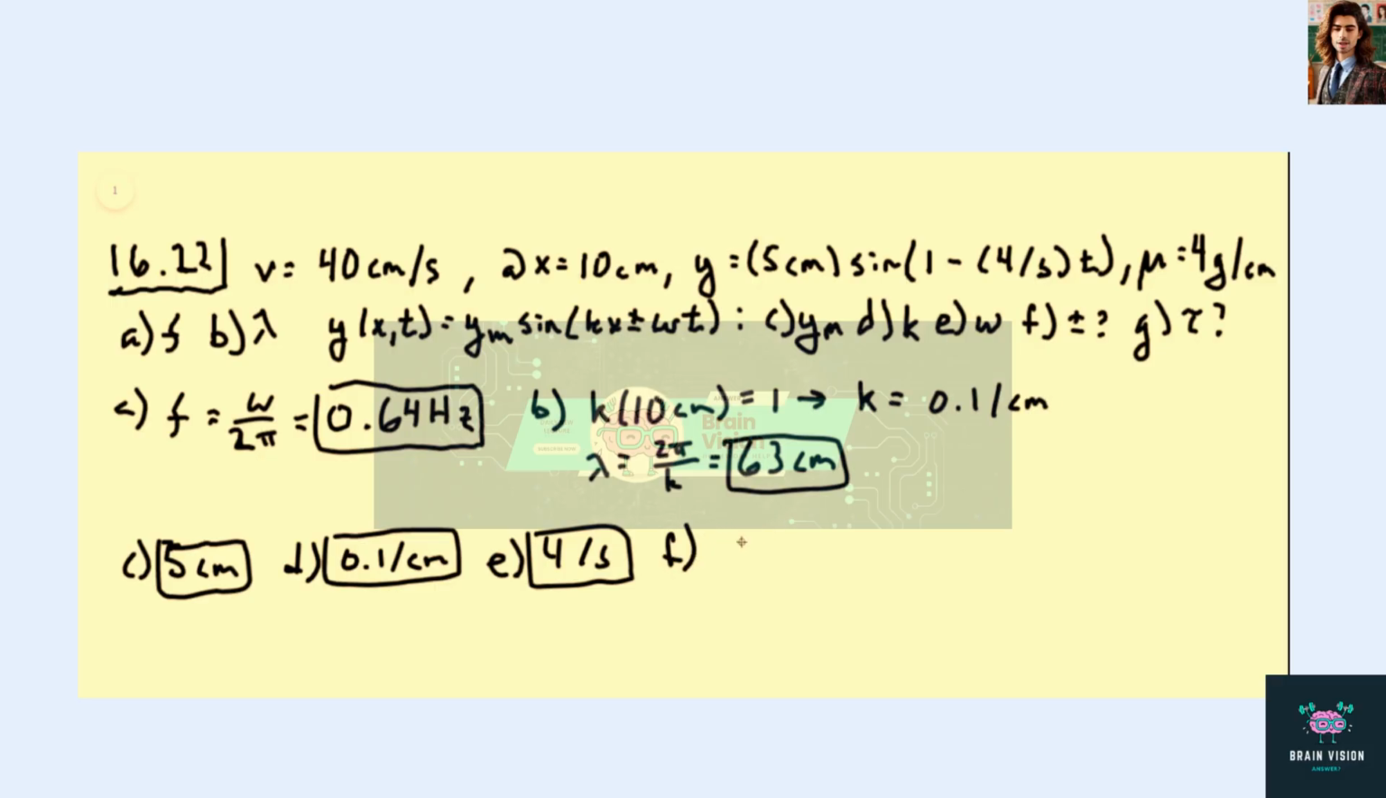Here, we have a negative sign. Omega is generally considered to be positive. There's not really many uses for negative frequencies, this sort of thing at least. So it's negative, and so the wave is traveling in the positive x direction.